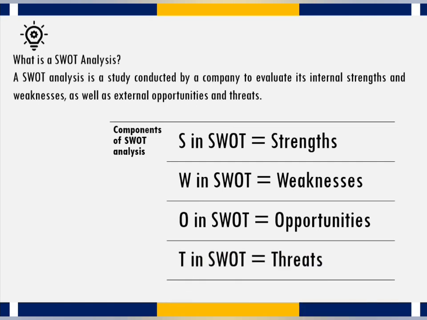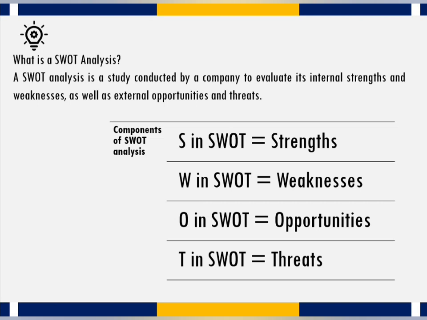T stands for threats. Threats are external factors that prohibit a business from growing or succeeding. The following are the most common threats. The first one, low demand for products or services. The second one, cutthroat competition. Third, unfavorable economic conditions. Fourth, presence of a monopolist market. Fifth, rising cost of raw materials.